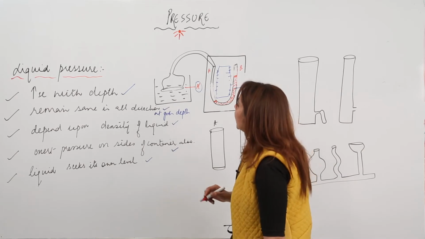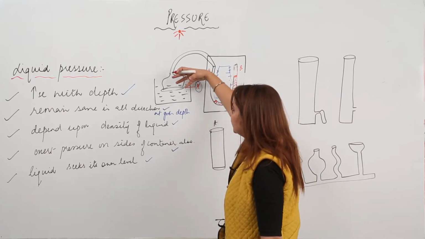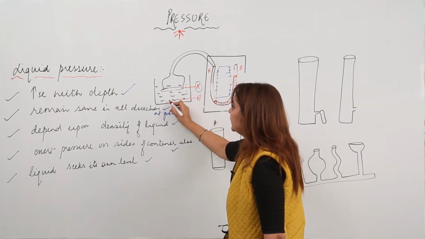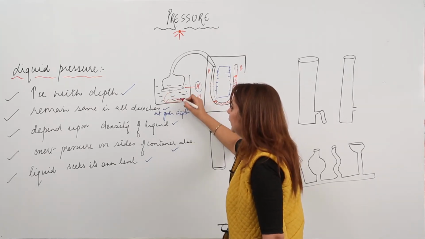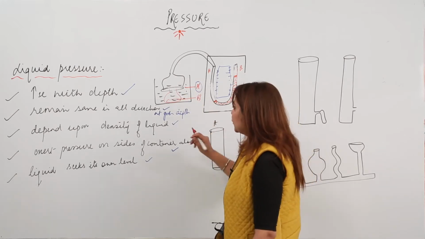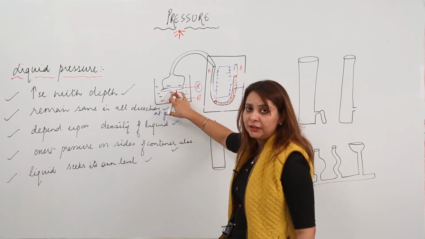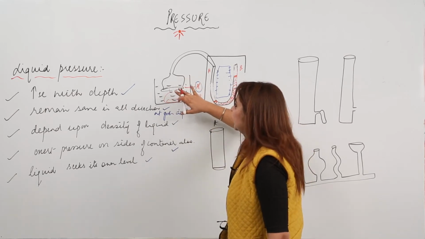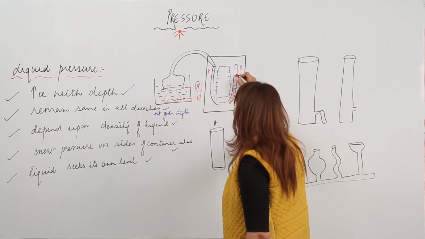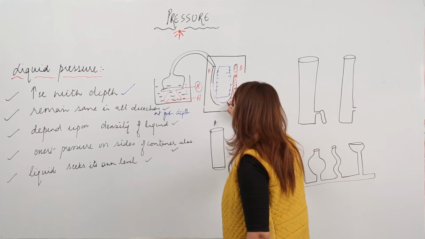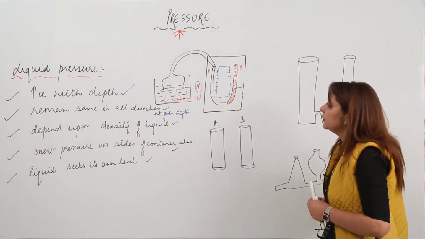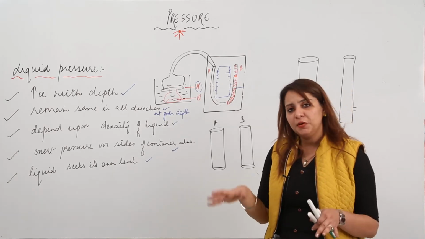Now I move this thistle funnel from the A dash point to a B dash point, let's say to this point. Then I see that the pressure now exerted on the trapped air is much more, so the level of liquid is pushed more and it rises more in B.